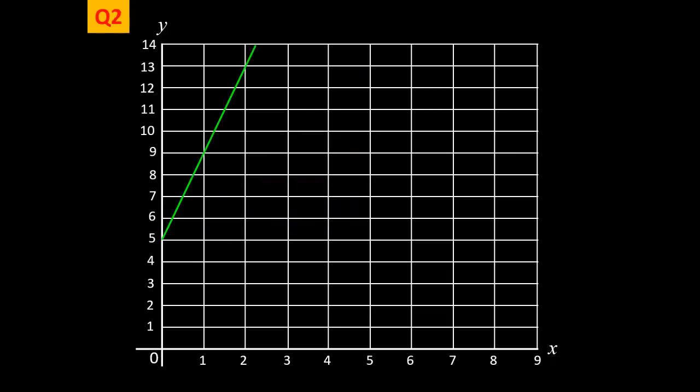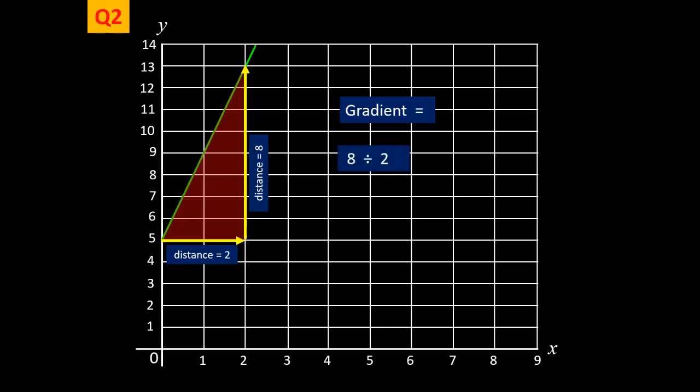Let's have a look at number 2. So I'm going to draw a fairly big triangle on there. Distance across is 2, and the vertical distance going up, well, what's that, 8. So the gradient, 8 divided by 2, which is 4.